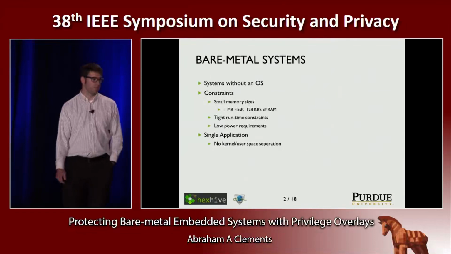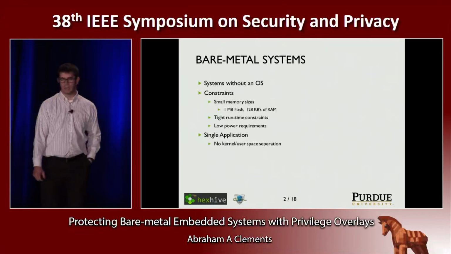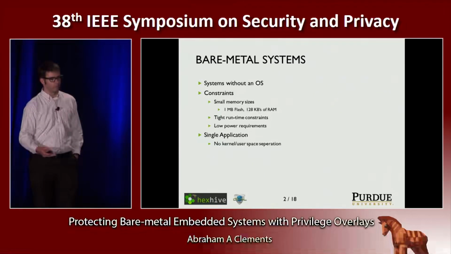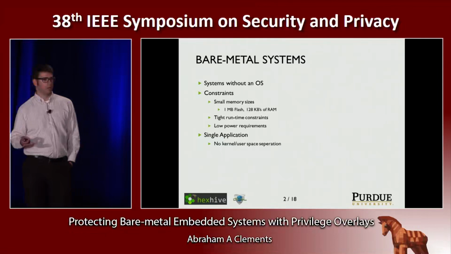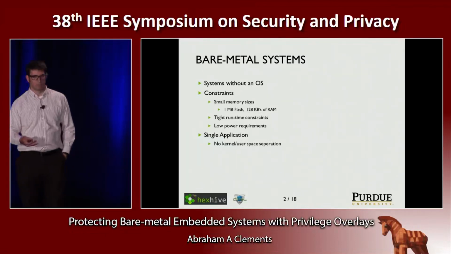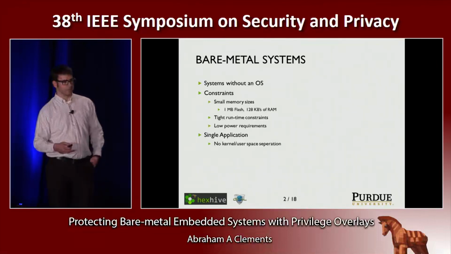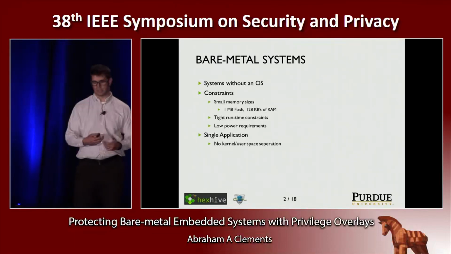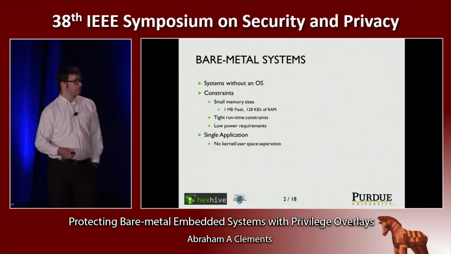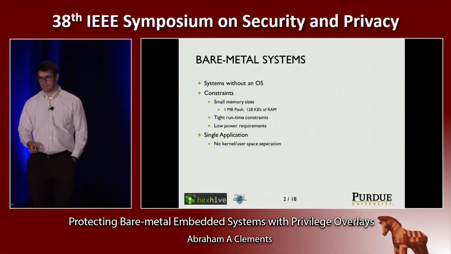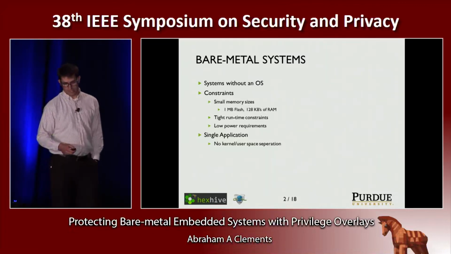So first off, what is a bare metal system? A bare metal system is a system without an operating system. It runs directly on the hardware. There is no kernel or operating system. If there's an operating system, it provides lightweight threading and is compiled with the application. There is no separation between user space or kernel space. It's all one memory space. These systems have very tight constraints on memory and runtime and energy.